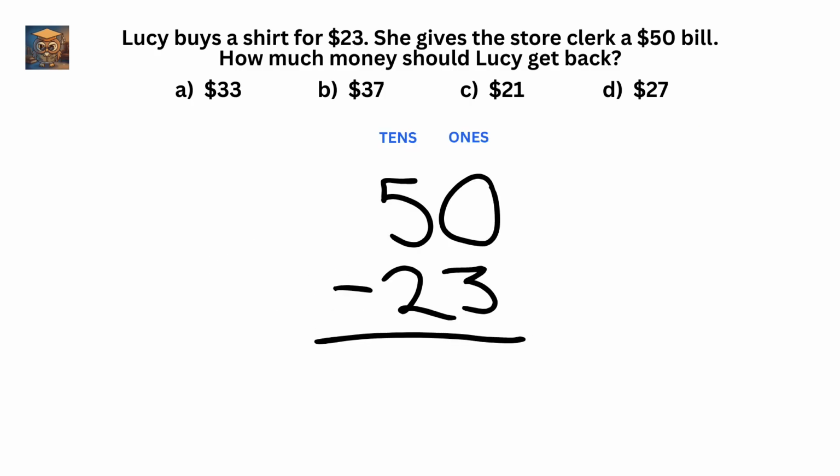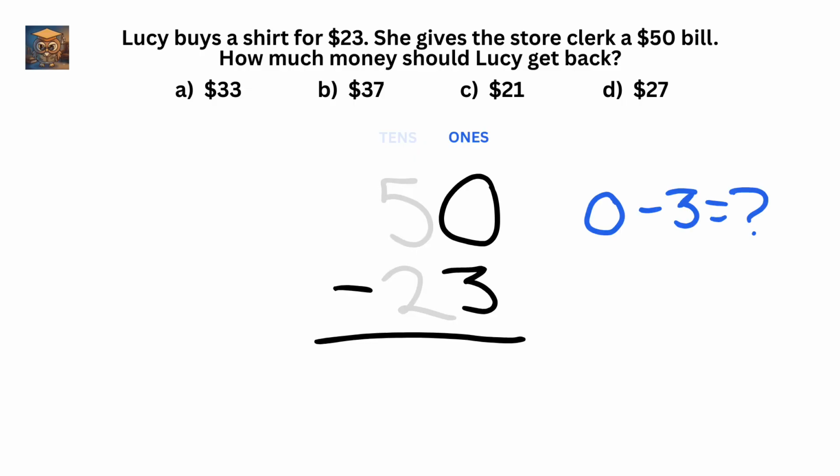We're going to set it up vertically, 50 on top and 23 below it. We work column by column, starting with the ones on the right. Ones column first, 0 minus 3. And we have a problem. 0 is smaller than 3. We cannot subtract 3 from 0 and get a positive answer.